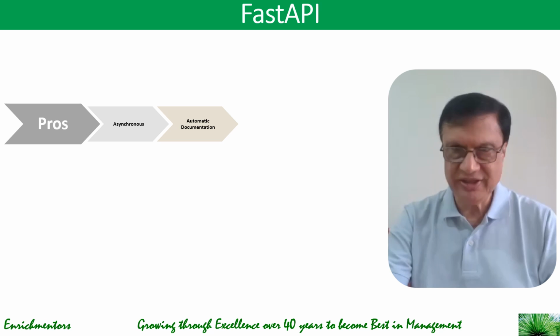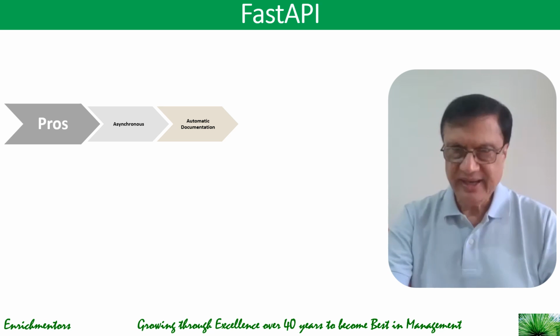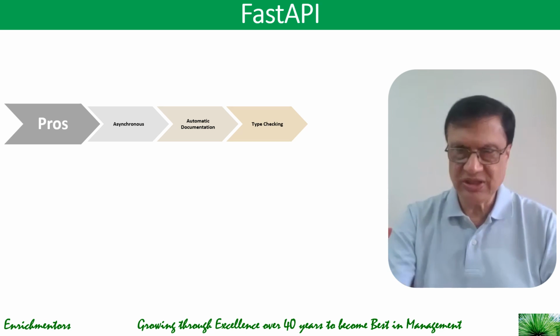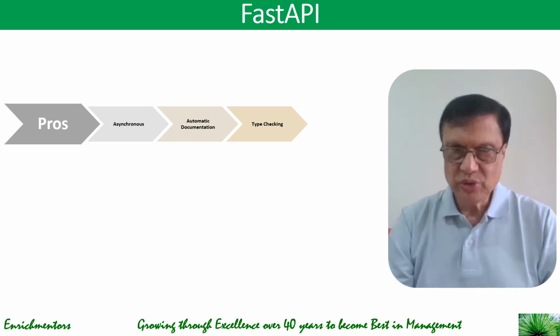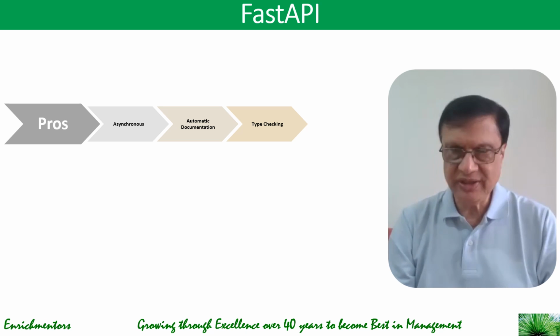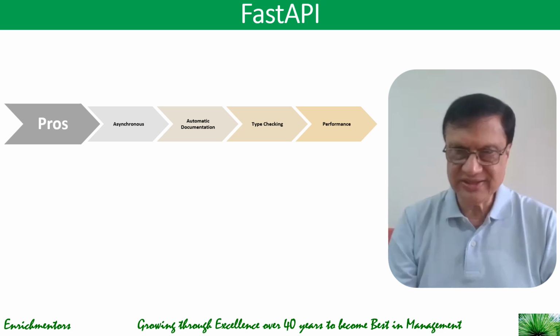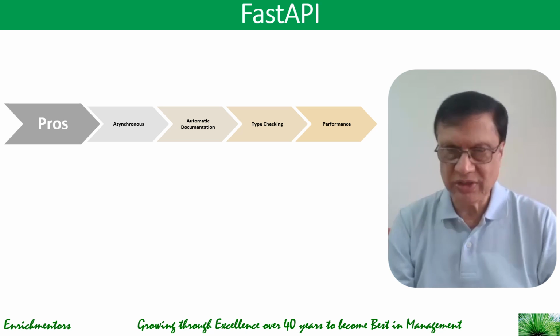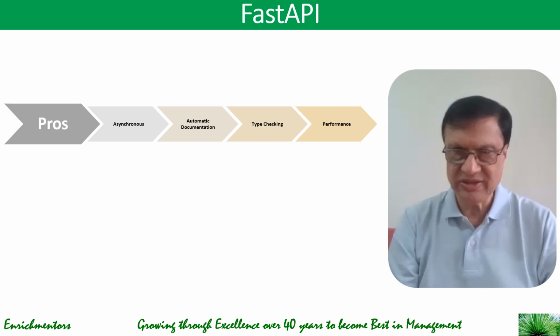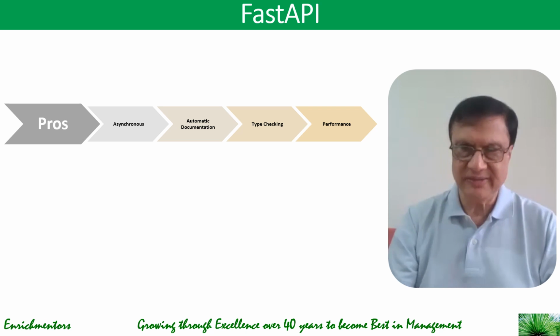It automatically generates interactive API documentation using Swagger UI and ReDoc. And FastAPI uses Python type hints to validate request data, ensuring better type checking and error handling. And it is one of the fastest Python web frameworks thanks to its asynchronous capabilities. So these are the things in favor of FastAPI.